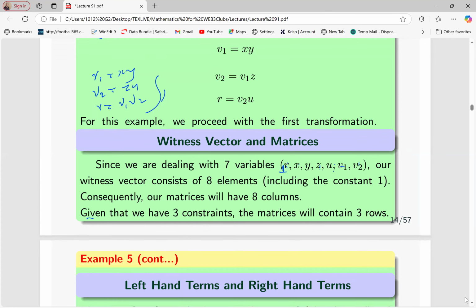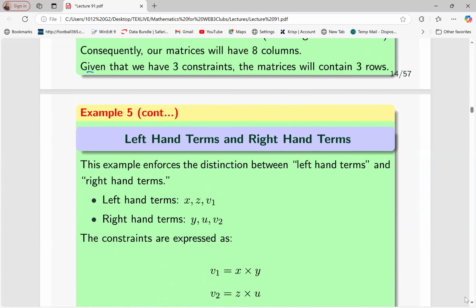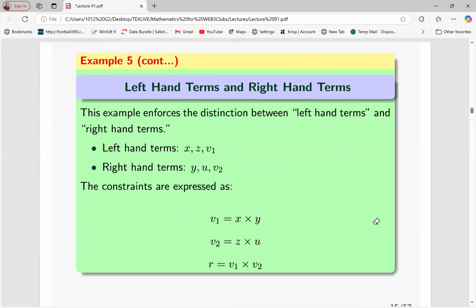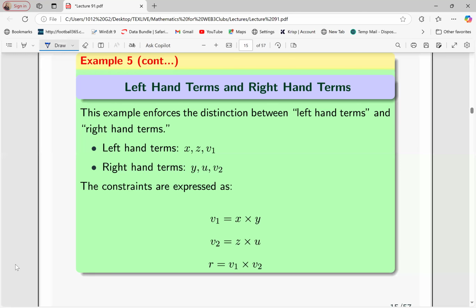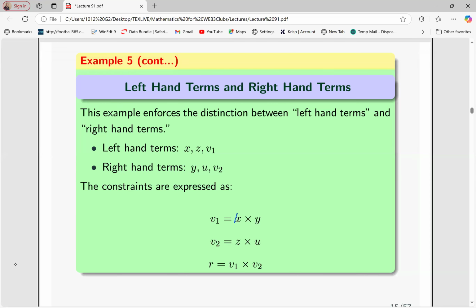So let's now write our matrix. And again, you recall that this will be the left values, and this will be the right. So this is the left, and this is the right. And the output will be looking at R.